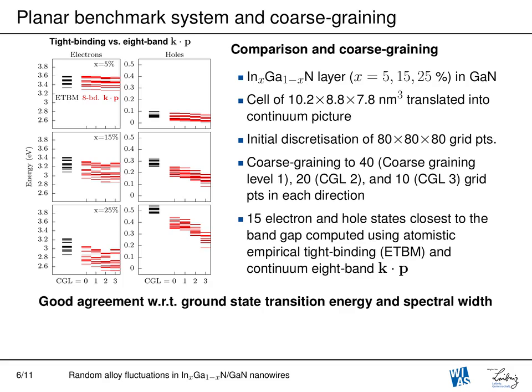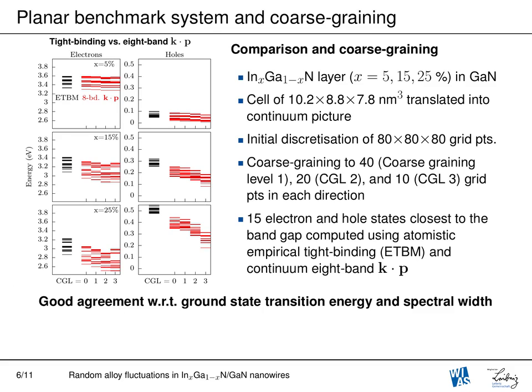So basically we can say that we have a quite good, a surprisingly good agreement when computing the ground state transition energy, but also the spectral width, between the tight binding and the K dot P model up to a coarse graining level of 2 here.